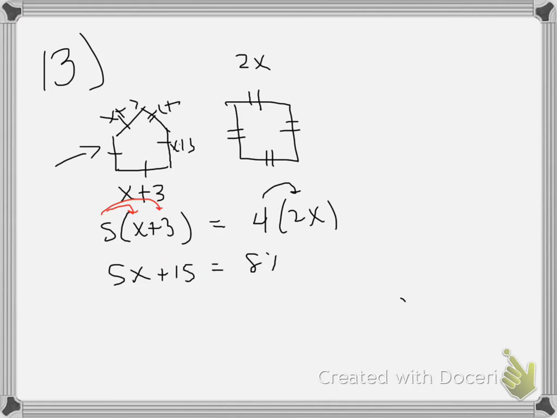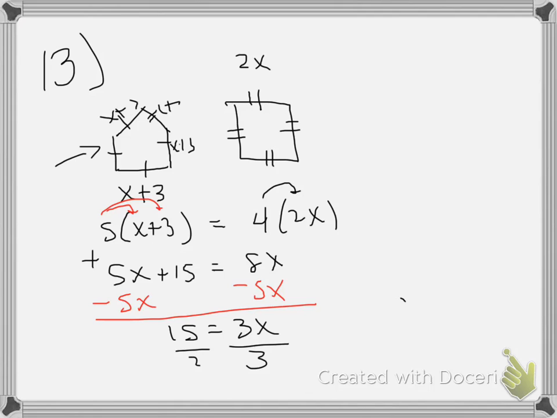It would be wise, since both sides have an x, to move an x. And since this is a plus, and the other x is all by itself, the 8x by itself, we'll move the 5x to the 8x side, so that way we can put the x's together. So this is 15 equals 3x. Divide both sides by 3, you can see that x equals 5. So we know x equals 5.